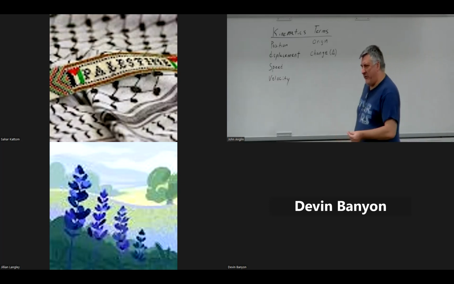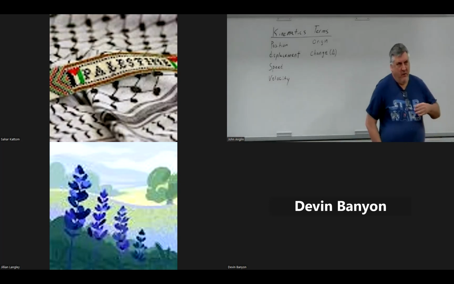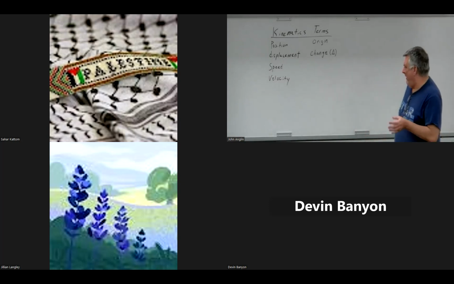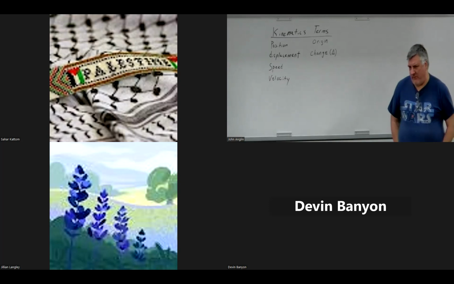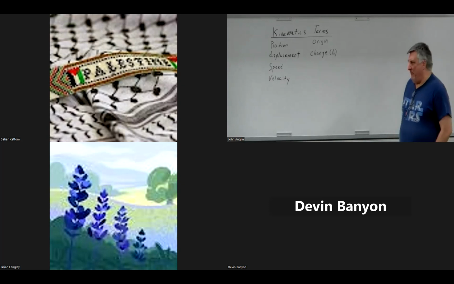So we know we're going to use our standard units. We know we're going to talk about meters. We know we're going to talk about seconds. But we have to come up with a couple of different terms that we're going to use. So I made a list of them here. You don't necessarily need to copy these down, but you need to be familiar with them.